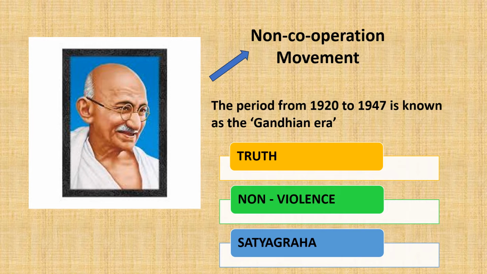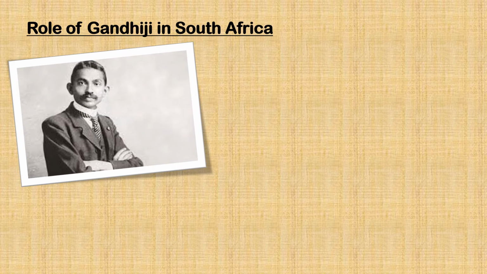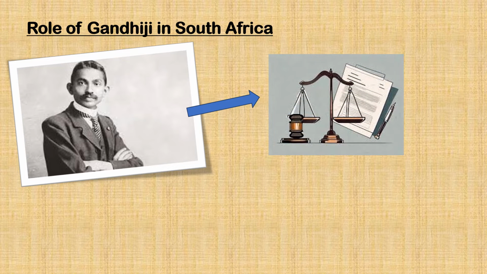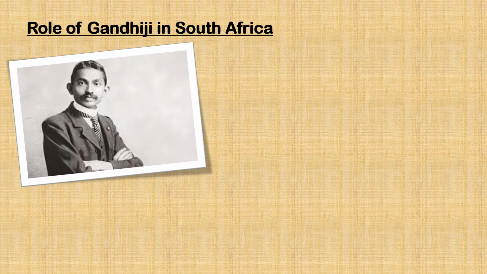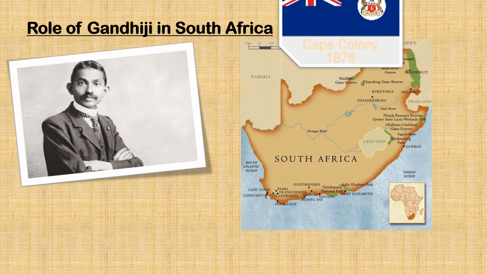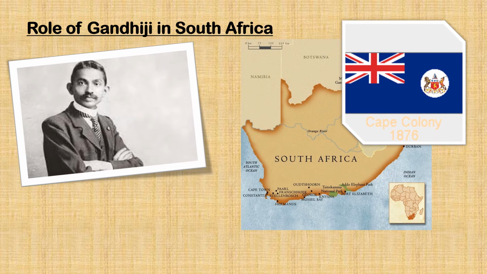Now let us understand how Mahatma Gandhi began leading this freedom movement. Role of Gandhiji in South Africa. Mahatma Gandhi went to South Africa for some legal work in the year 1893, and South Africa was already a colony of the British at that time, and many Indians had settled there for business, trade and other such works.